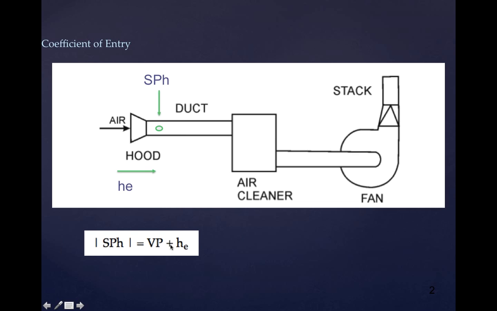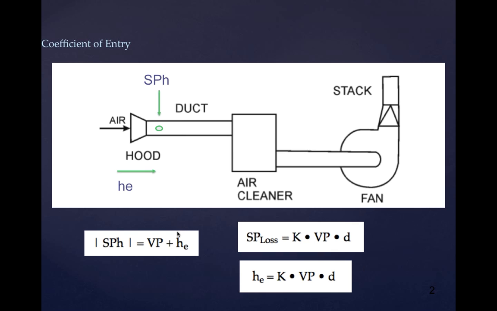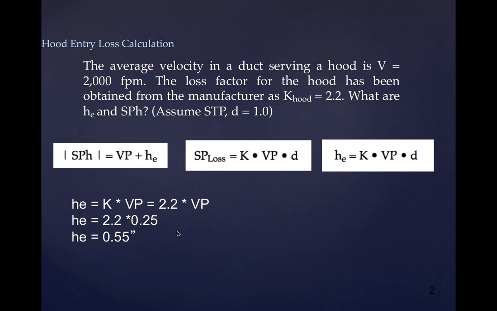And that's where the quantity of pressure that you lose to the hood is called the hood entry losses. Okay, so you might come across this formula. It's shown as a positive value so you can see that relationship between the static pressure and the velocity pressure.